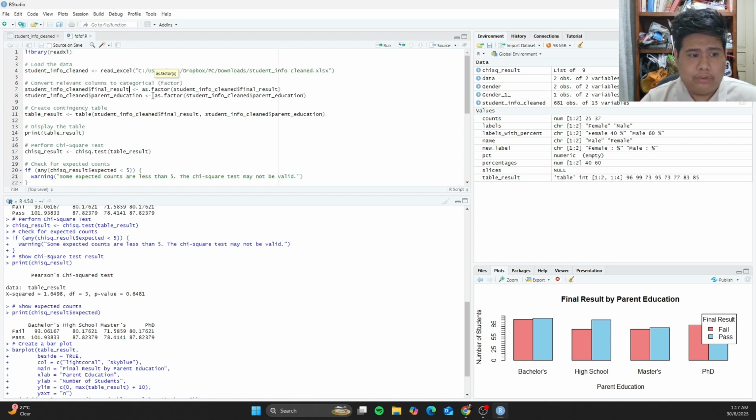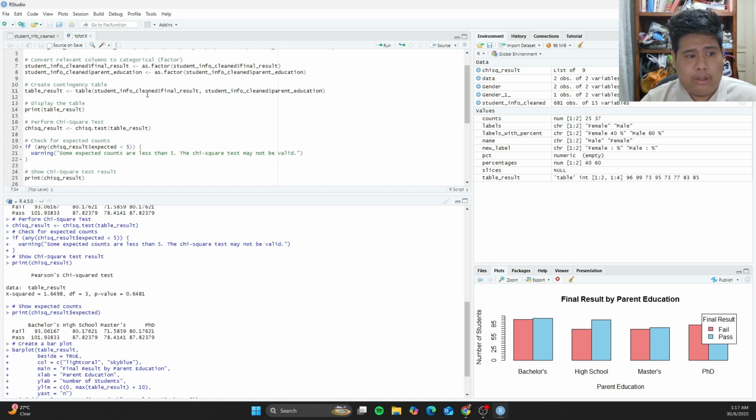To test whether we reject or fail to reject the null hypothesis, we have to do the chi-square test of independence.